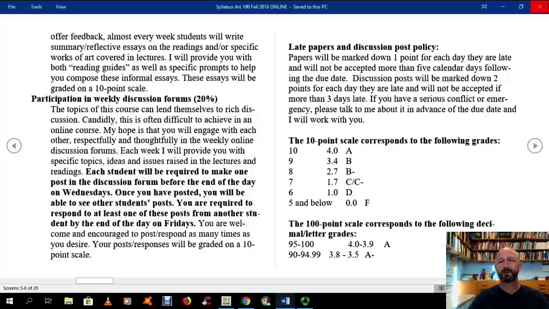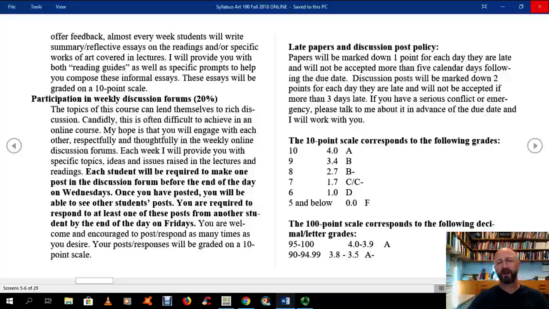Discussion posts, because a discussion necessitates some kind of collaboration with your peers, you have to be even more on top of these. Discussion posts are marked down 2 points for each day that they're late, and I won't accept them if they're more than 3 days late. Now, if you only make a discussion post and you don't respond to one of your peers, you're going to miss half of the points on that discussion post. So make sure that you do both things. Post the discussion and respond to your peers when required.